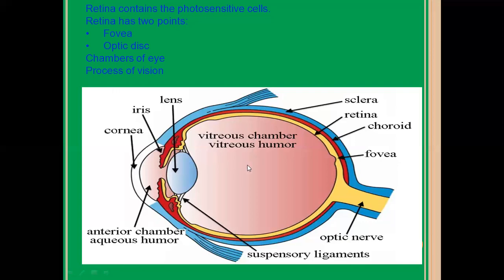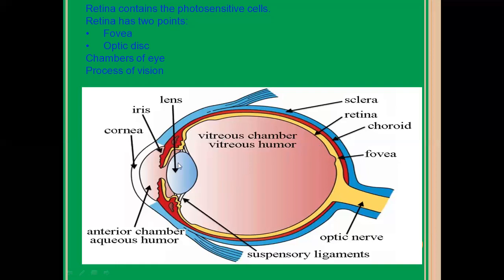Vitreous humor. Is it clear? First light passes to the cornea, then the aqueous humor, from the aqueous humor to the lens, and from the lens it enters into the vitreous humor. And then what happens? The lens focuses light on the retina. This is the retina.